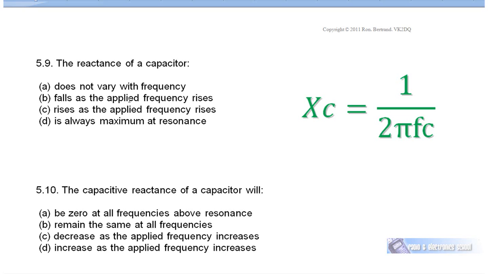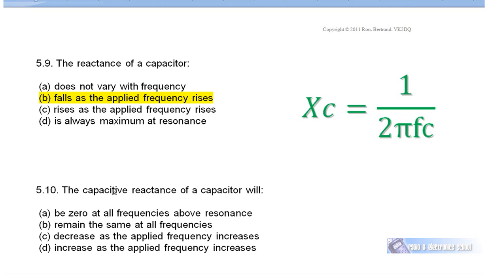Hang on a minute. Falls as the applied frequency rises is correct. So F is increasing. The applied frequency rises. That means XC will decrease. So the correct answer is falls as the applied frequency rises. Certainly doesn't rise as the applied frequency rises, and the last one is a nonsense one.